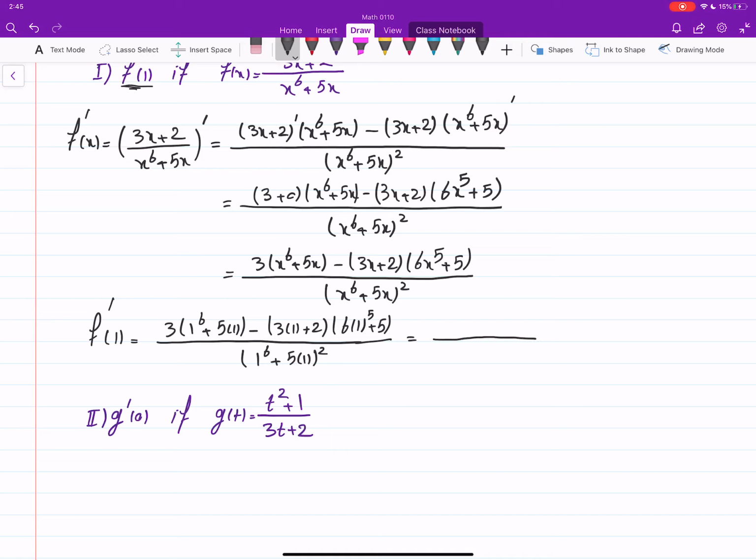So the value of the derivative at 1 is going to be 3 times 6, 18, minus 5 times 11, which is 55. And the denominator is 6 to the power 2, which is 36. Well, that gives us 18 minus 55, which is negative 37 over 36. Minus 37 over 36, yes.